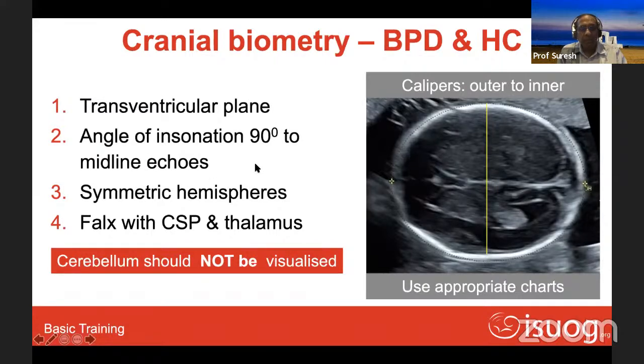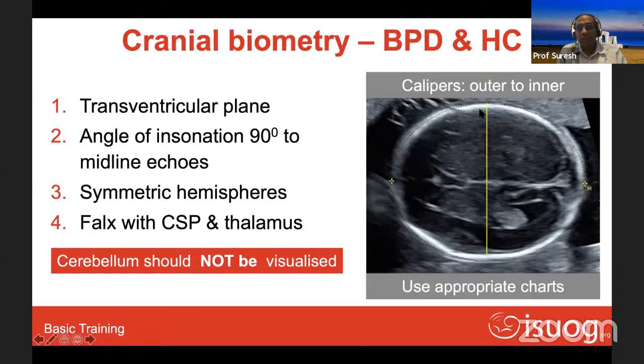The angle of insonation should be 90 degrees to the midline echoes. So this is the midline echo of the falx. The angle of insonation should be 90 degrees to that so that you get the best view of the midline falx, and you can see the symmetrical lateral ventricles and the symmetrical hemispheres, which is the point where you measure. Now, the cerebellum should not be visualized.